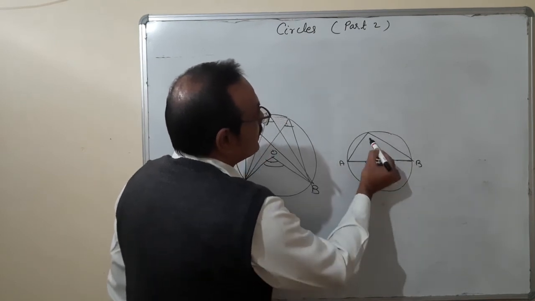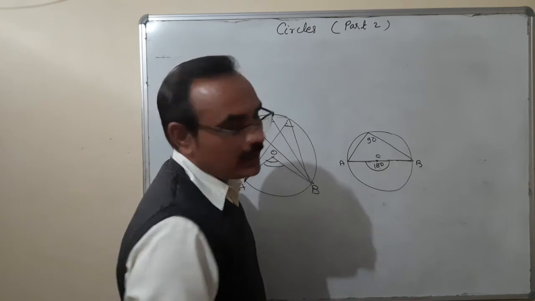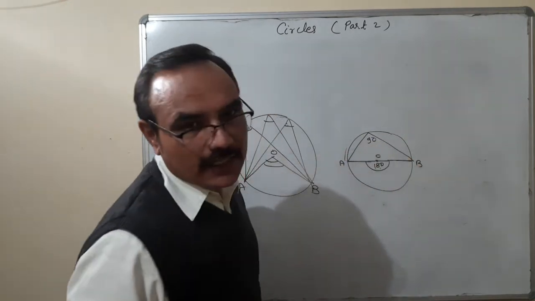So it is 180. What is this? It is 90 degree. Okay. So that means the angle on a semicircle is a right angle.